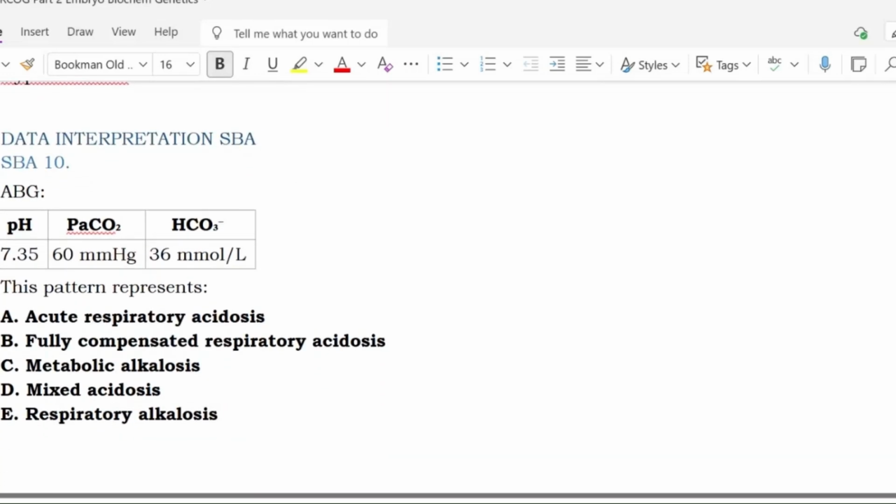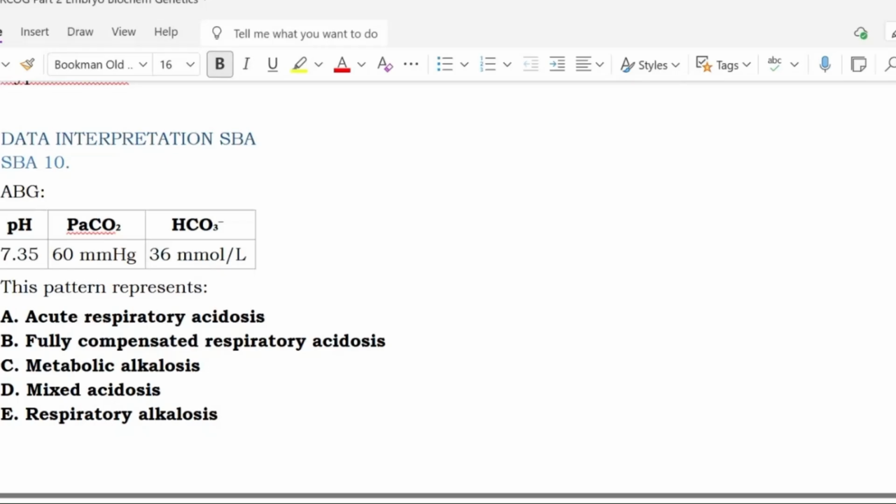Data interpretation: pH is 7.35, which is normal. PaCO2 is 60 mm of Hg, which is increased. Bicarbonate is 36 millimole per liter, which is also increased. So is this acute respiratory acidosis, fully compensated respiratory acidosis, metabolic alkalosis, mixed acidosis, or respiratory alkalosis? PaCO2 is increased, so this is respiratory acidosis, but pH is normal. So sir, option B, fully compensated respiratory acidosis.